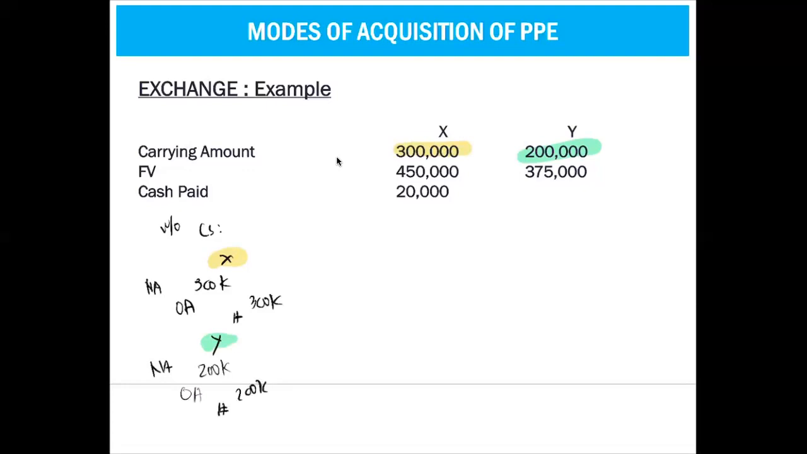Further, X has a cash payment. So what is our entry on the cash payment? Debit new asset and we credit cash, 20,000. Sir, new asset ba talaga? Actually, depending on the asset.